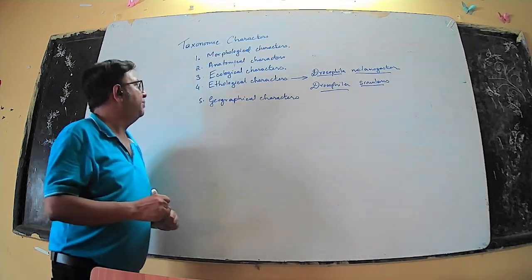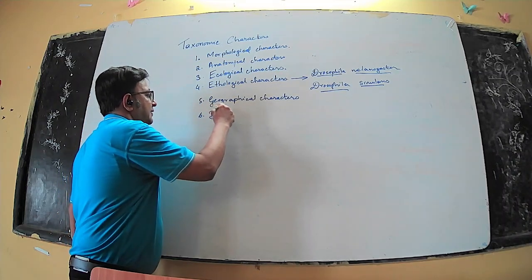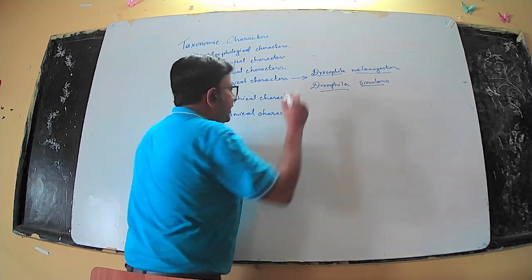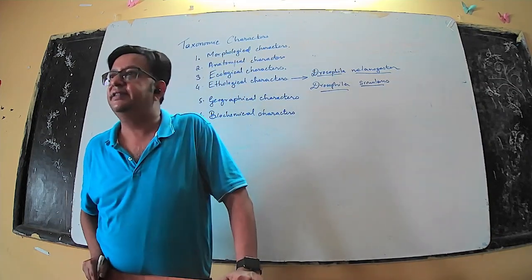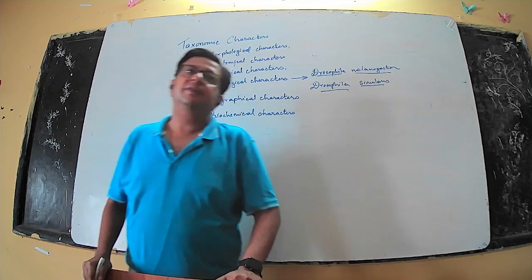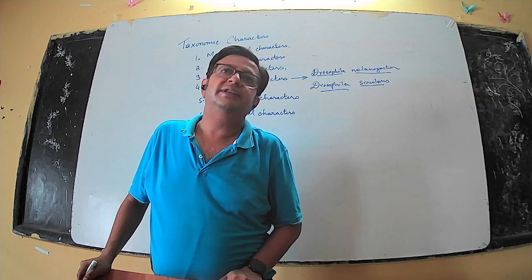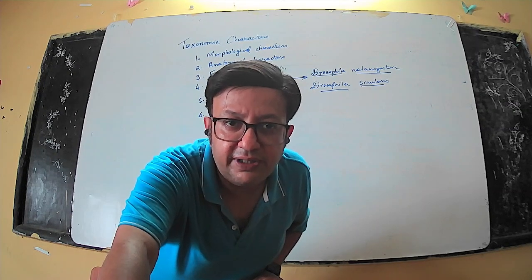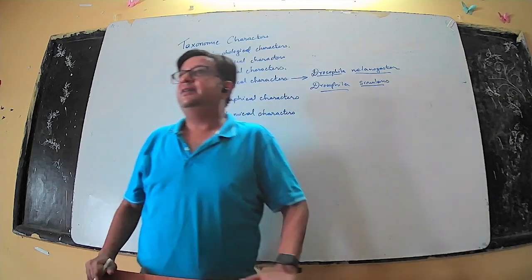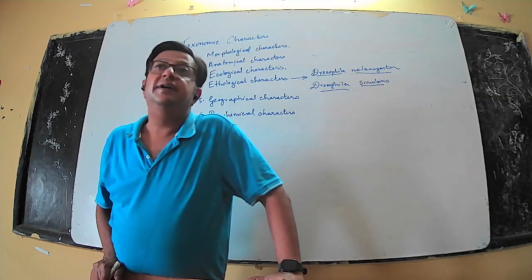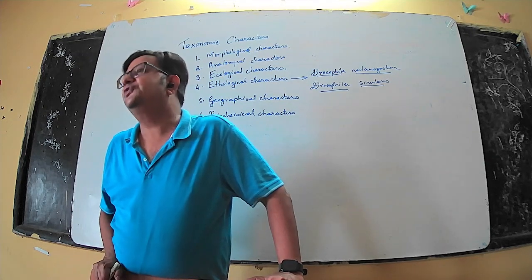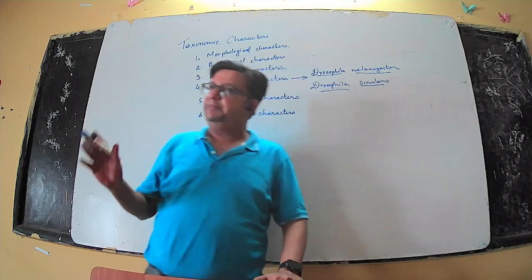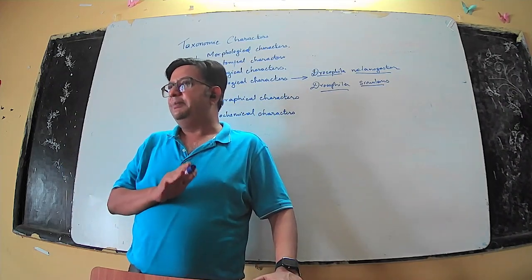Then comes certain important characters: biochemical characters. In higher vertebrates, or rather in chordates, the main energy compound which we use is phosphocreatine. But it is a different compound, phosphoguanine, in lower vertebrates and invertebrates. So these are the biochemical compounds. On the basis of the compounds present inside a particular organism, you can distinguish it also.